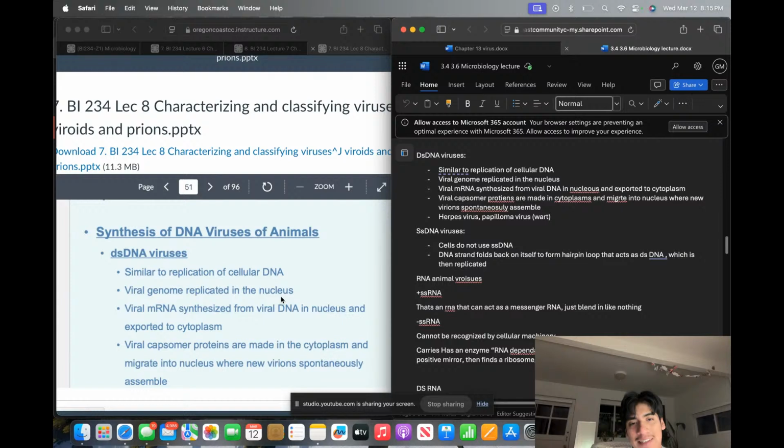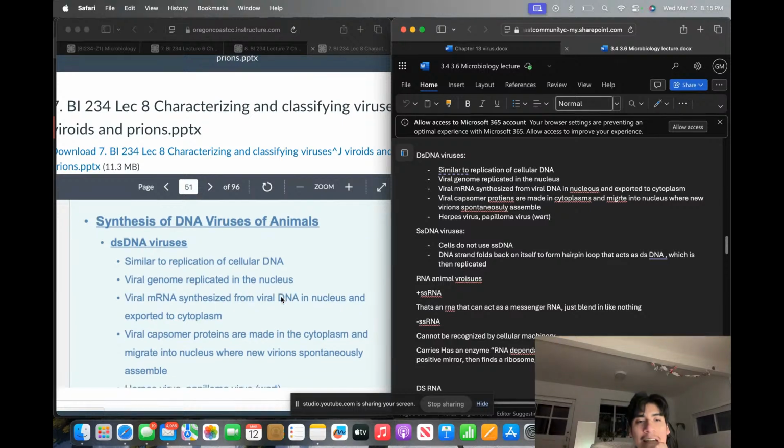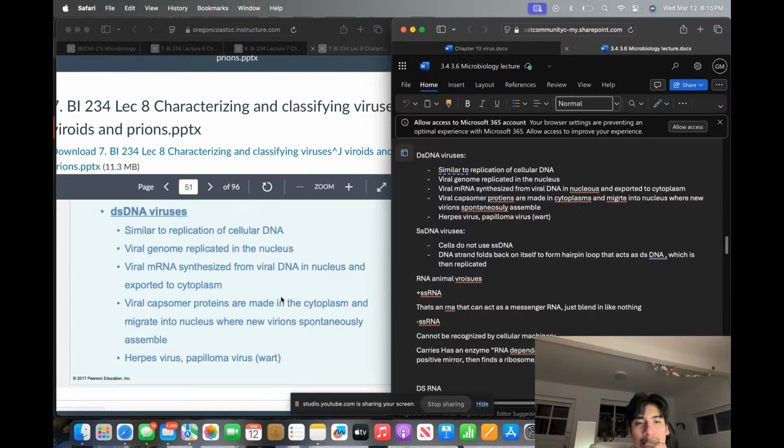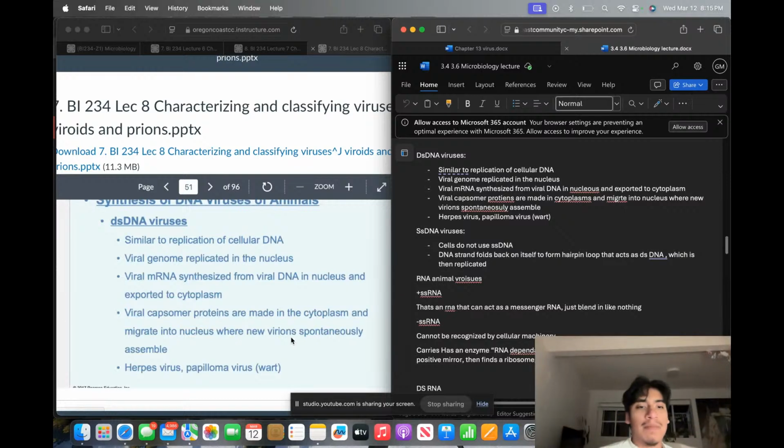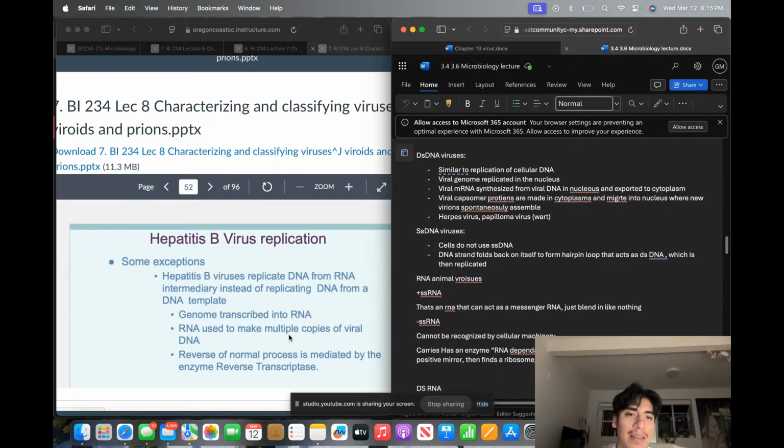The DNA infiltrates the rest of the DNA, and then the polymerase is going to code viral mRNA. So viral capsomer proteins are made in the cytoplasm and migrate into the nucleus where new virions spontaneously assemble. So this is like a papillomavirus or herpes. This one's pretty simple to understand.